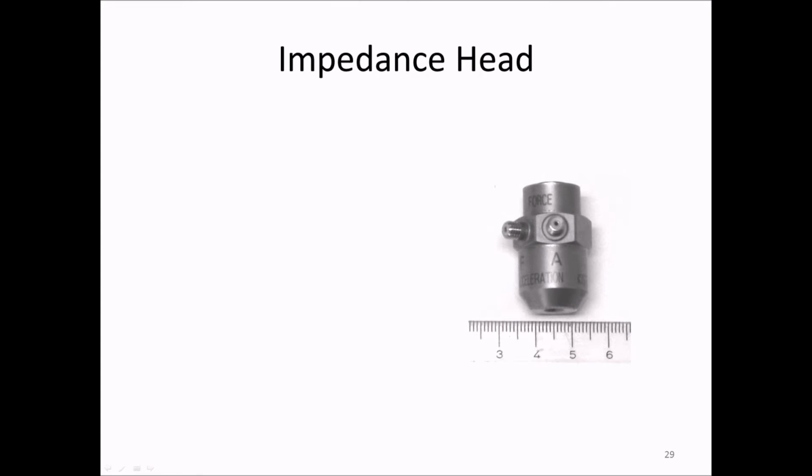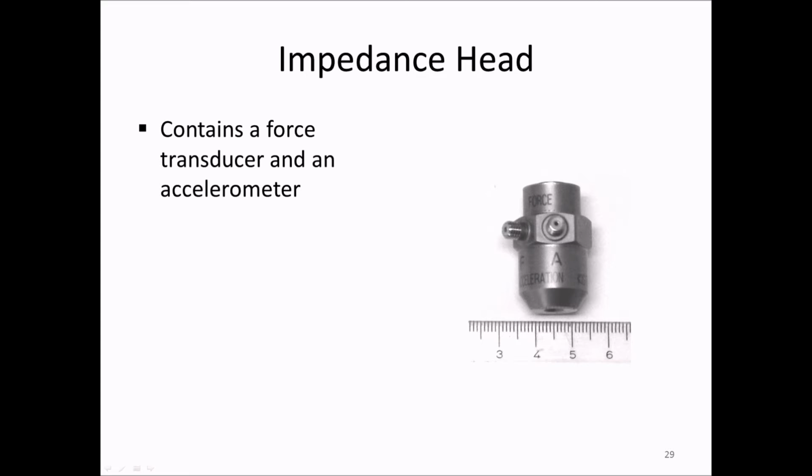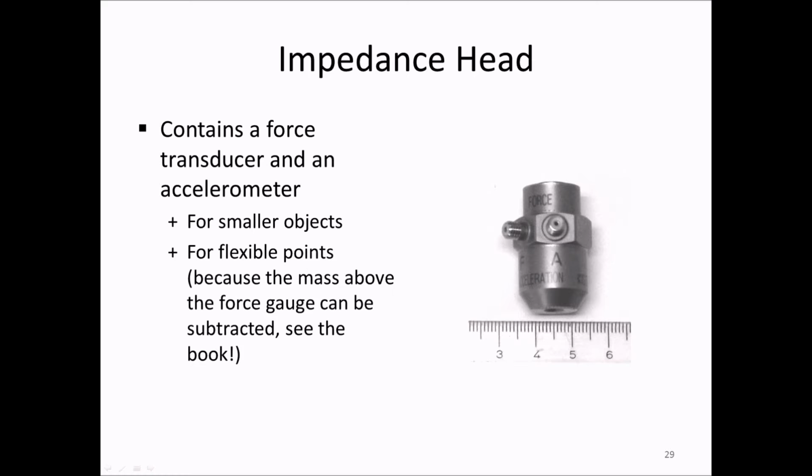Sometimes a combined sensor called an impedance head is used. This is a sensor where a force sensor and an accelerometer are combined into one unit. The main advantage with an impedance head is that it's measuring the same point. Whereas it can be difficult to position a force transducer and an accelerometer in the same point, which can be important for small objects where the modes have short wavelengths.